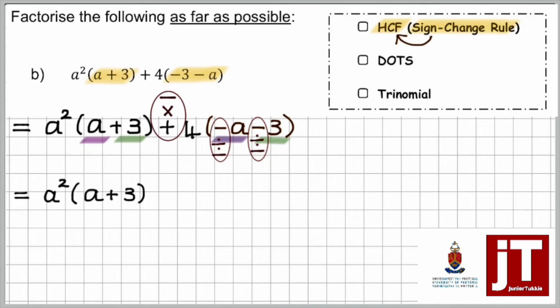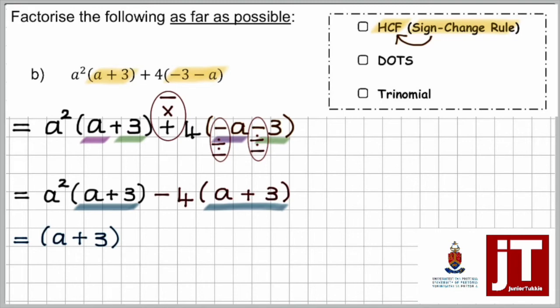So we start off by writing out the first part of the expression. Then positive 4 multiplied by negative is negative 4. Negative a divided by negative is positive a, and negative 3 divided by negative is positive 3. We've successfully used the sign change rule. And at this point, you might be able to identify a highest common factor. Can you see that what's contained inside of the brackets is exactly the same? So what's contained inside of those brackets is our highest common factor, and we can factorize that out.